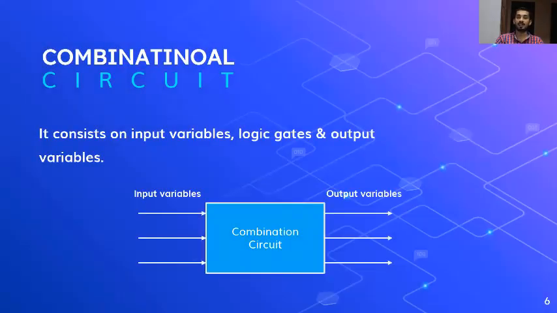This is the diagram of a combinational circuit. It consists of input variables, logic gates, and output variables. As you can see, there are 3 input variables and 3 output variables. You can see there is no memory involved where we save our previous output. There are 3 present inputs and it gives us an output upon these inputs.